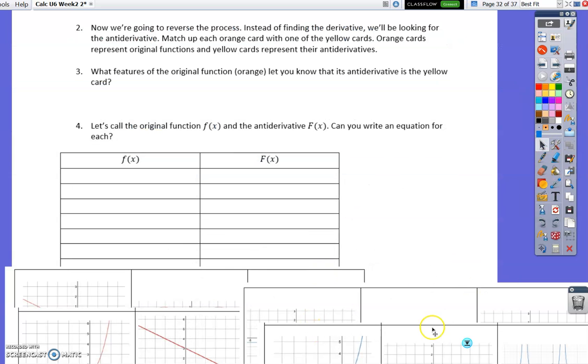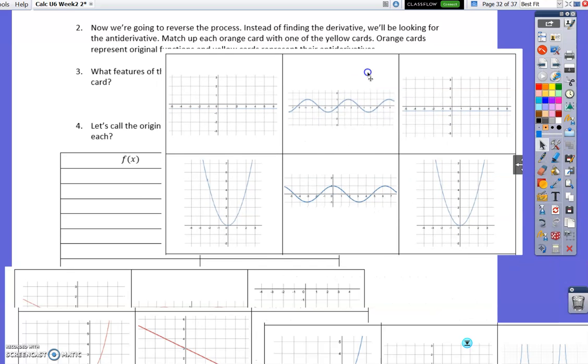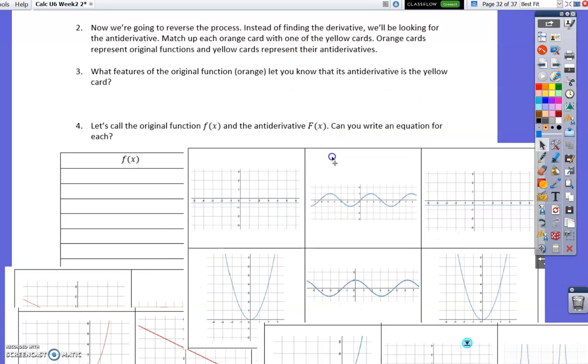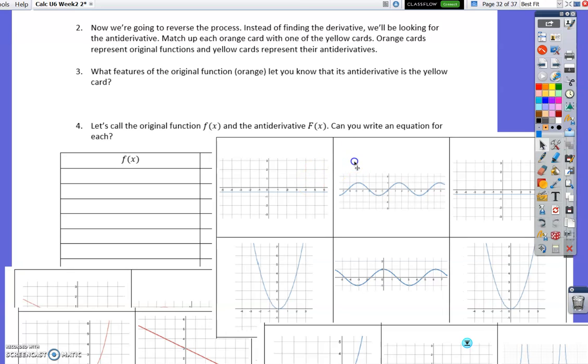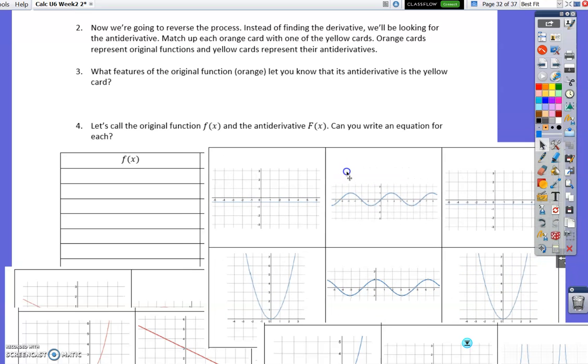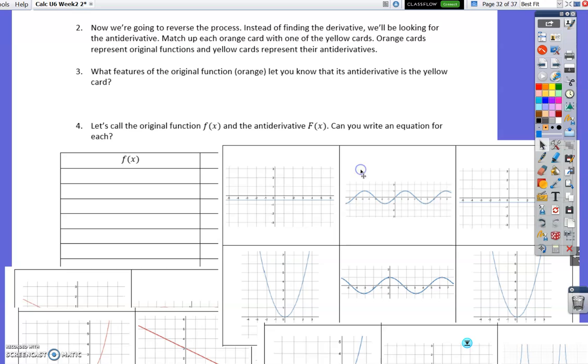So in other words, we're saying, hey, if I know this original function, can I figure out the antiderivative? Can I undo it? And so what we see in these cards, and you're going to try to match, and I think it's pretty obvious in some cases what's going on, because they're not mixed up and shuffled or any of those things.